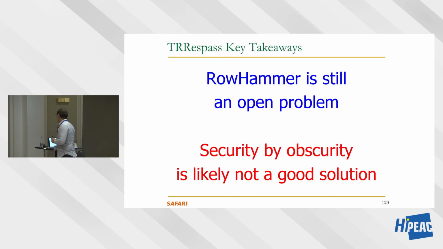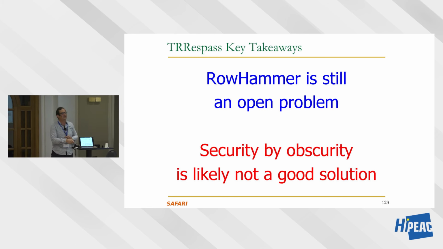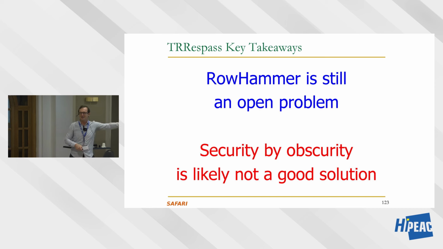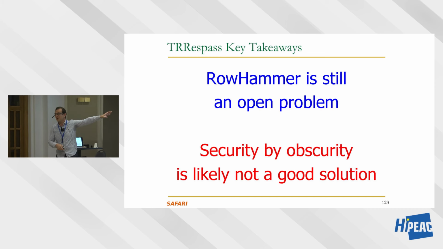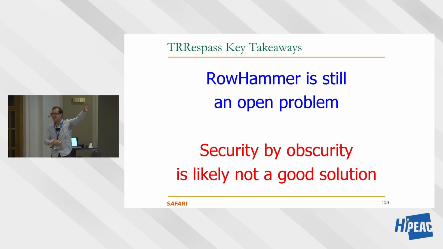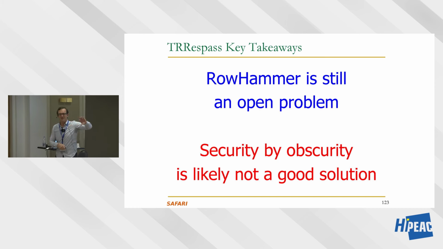Okay, so basically this paper showed that Rowhammer is still an open problem and security by obscurity is likely not a good solution. And I still believe that. I think we should be much more open about things. DRAM manufacturers like resorting to obscurity, as we will see again in 2024. So we have not changed this part, but at least the solutions are getting slightly better.